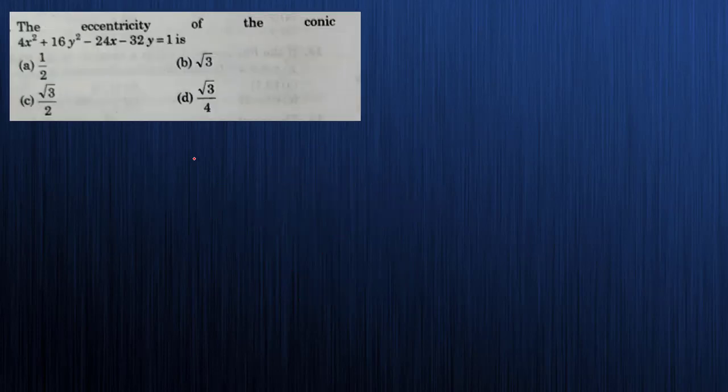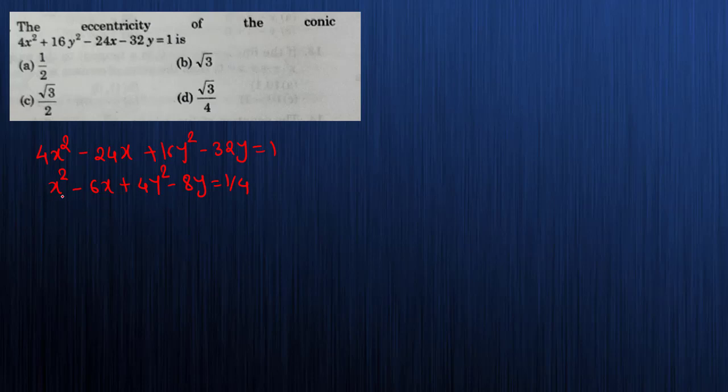Very good. Next, the eccentricity of the conic 4x square plus 16y square minus 24x minus 32y equals 1 is. So the very first step I have told you: convert the given equation into standard form. Okay, now can it be in standard form here? Yes, definitely. So we have 4x square minus 24x plus 16y square minus 32y equals 1. So I will divide the whole equation by 4. So x square minus 6x plus 4y square minus 8y equals 1 by 4.